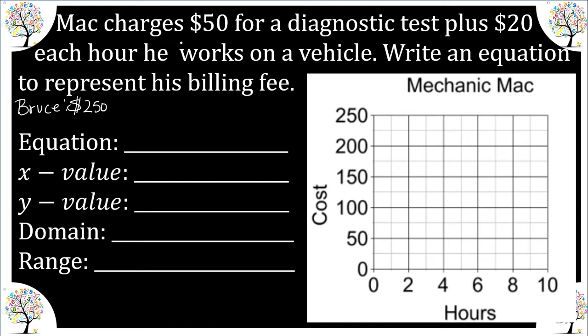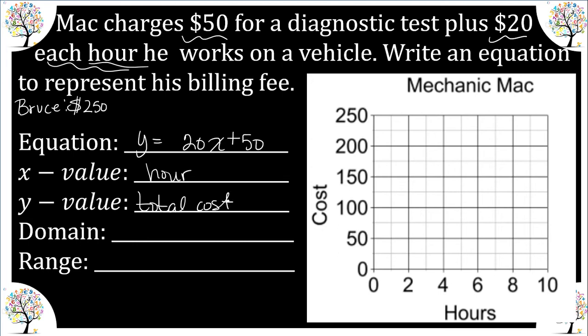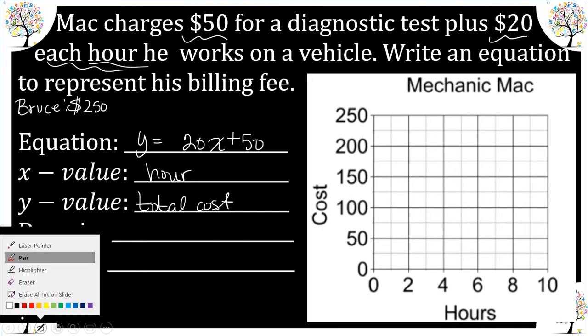But for the equation, we only need the diagnostic, the initial value that Mac charges, and then we need to know his constant rate of change, his hourly charge. So our X is hours that he works on a vehicle, and our Y is his total charge, or the total cost. So let's graph this.